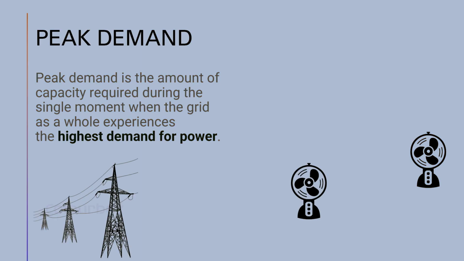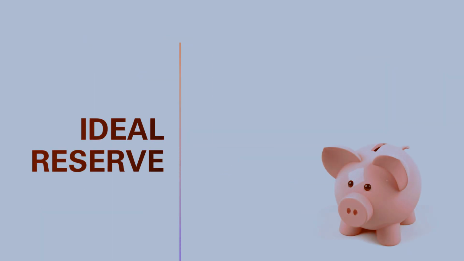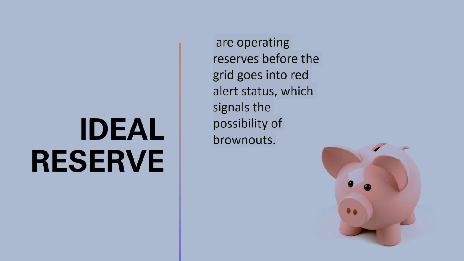Peak demand is the amount of capacity required during the single moment when the grid as a whole experiences the highest demand for power. Lastly would be ideal reserve. These are operating reserves before the grid goes into red alert status, which signals the possibility of brownouts. It's like saving some energy in a piggy bank.